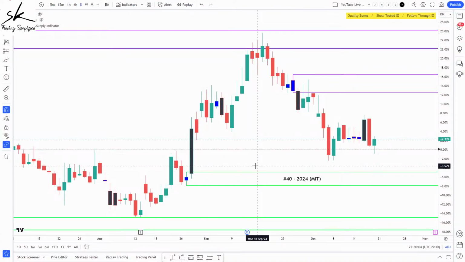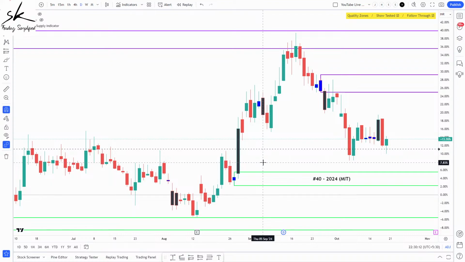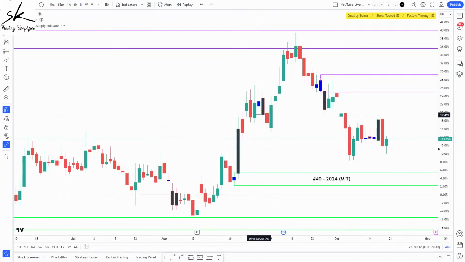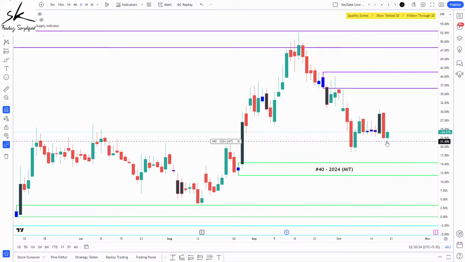So let's assume this was my very first symbol, which was shortlisted by the screener or whatever methodology I used. So my next step was to identify a zone on the lower time frame. Lower time frame is daily in the case of a monthly income trader, and I'm on the daily time frame. And since the indicator is applied, you can see it is automatically identifying my demand supply zones. So from the current market price, my nearest demand zone is this, which is a drop based rally. So let's mark that. So step number 3 was to identify a zone.